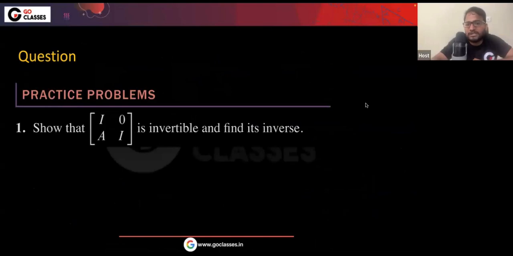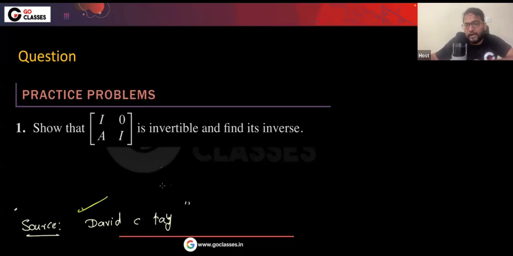Now, let's see this question, which I've taken from David Cullen's book. It is one of the very popular books in linear algebra. He is the author of this book, and his book is very popular for linear algebra. In fact, at ISC, professors recommend this book only.